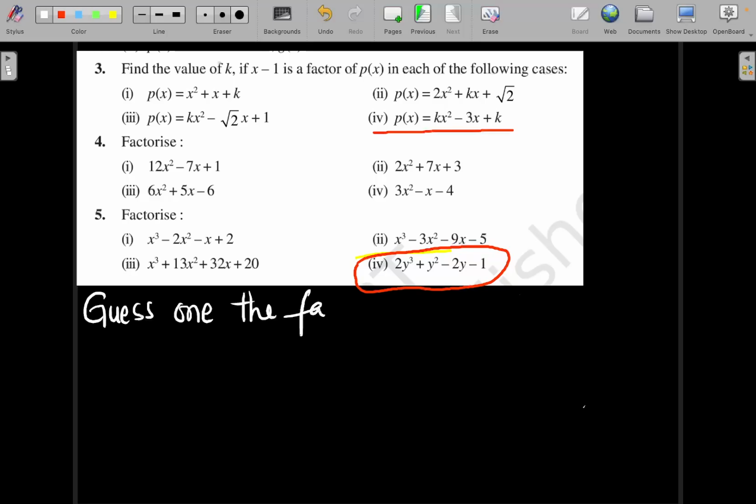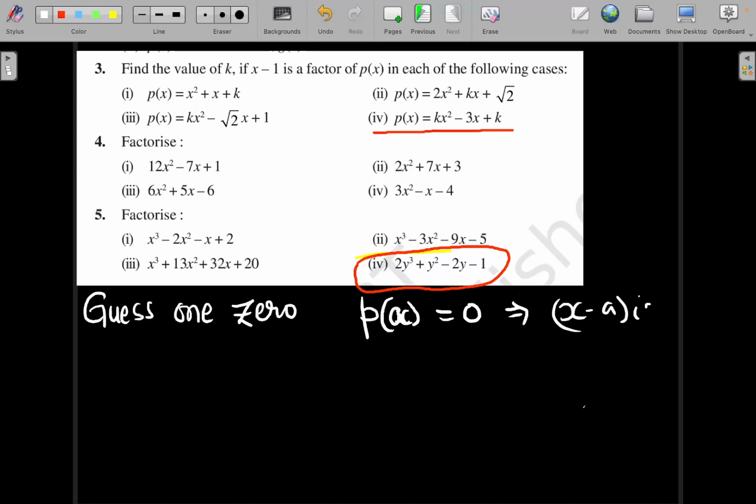So guess one root, okay, 1, 0. So what I mean by guess 1, 0 is, can we guess some number x such that p(x) is 0, p(a) is 0? Because this would mean that I get a factor, x minus a is a factor by the factor theorem.